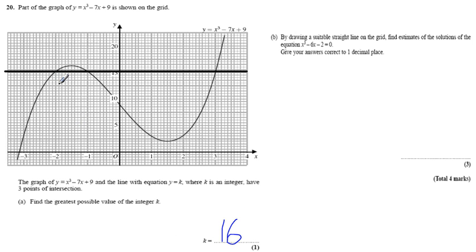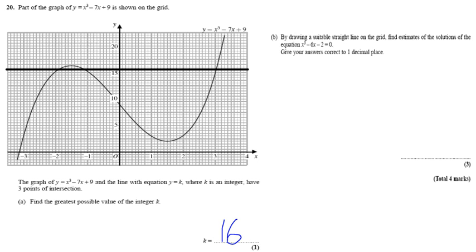Here's the line y equals 16. I know it looks like it's going through 15. Maybe I should move it up a bit. Here's the line y equals 16. Move. There you go. Okay. And it goes through the graph here, here, and here. So 3 points. Yes.